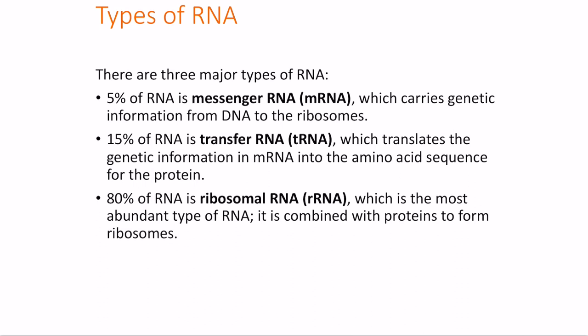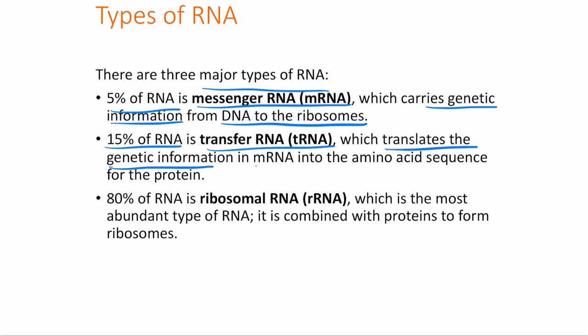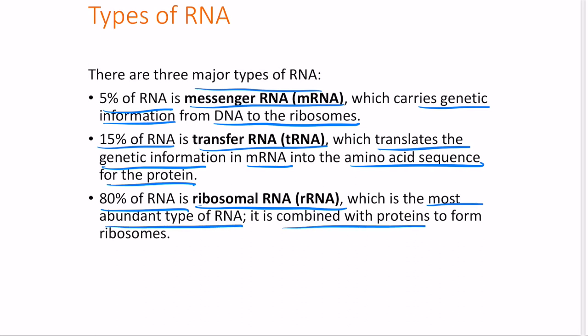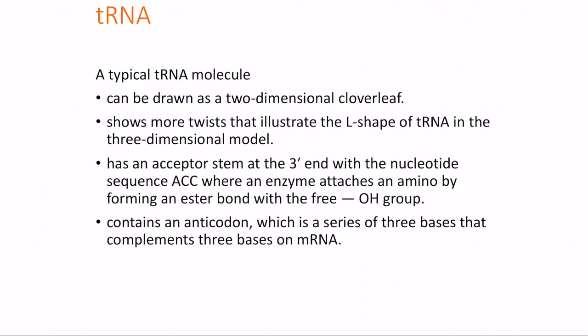Now there are three major types of RNA. 5% of RNA is the messenger RNA or mRNA, which is the one that is used to carry genetic information from DNA to the ribosomes. 15% of the RNA is transfer RNA, which is tRNA, which translates the genetic information in the mRNA into an amino acid sequence for the protein. 80% of the RNA is ribosomal RNA or rRNA, which is the most abundant type of RNA. It is the one that combines with proteins to form ribosomes.